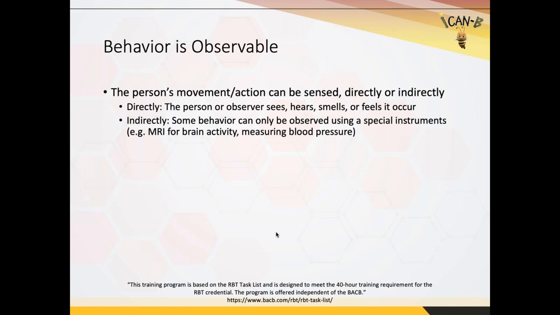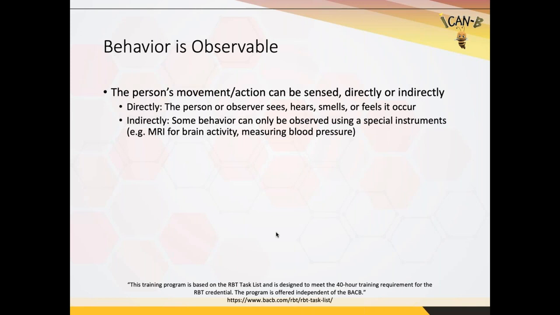The person's movement or action can be sensed directly or indirectly. Directly, the observer sees, hears, smells, or feels it occur. Indirectly, some behavior can only be observed using special instruments, for example, an MRI for brain activity or measuring blood pressure.